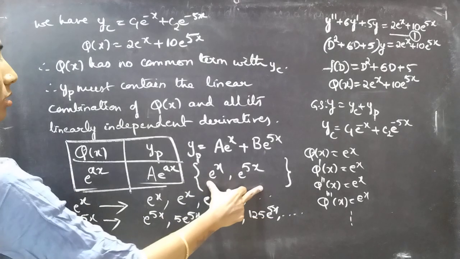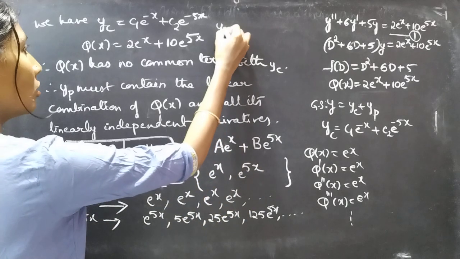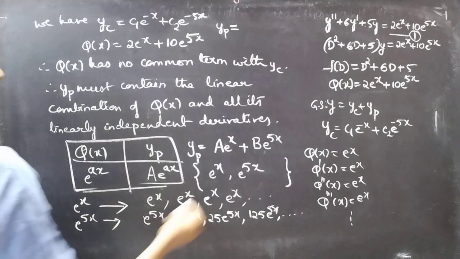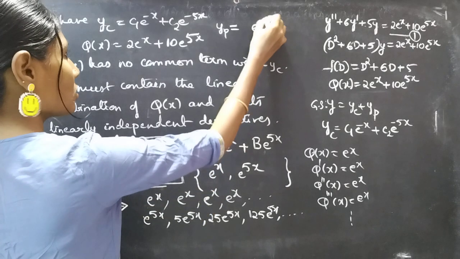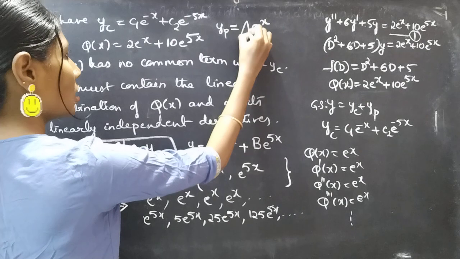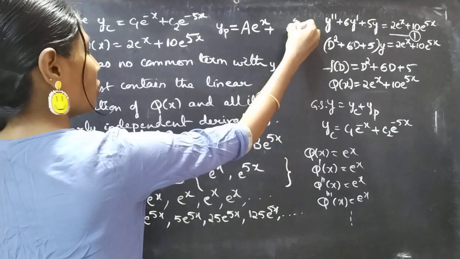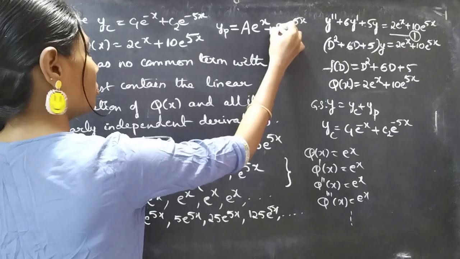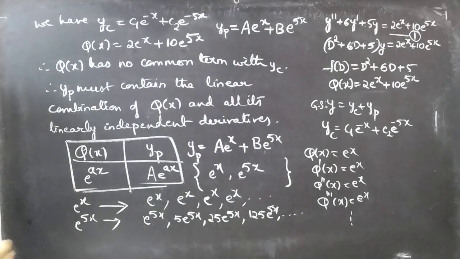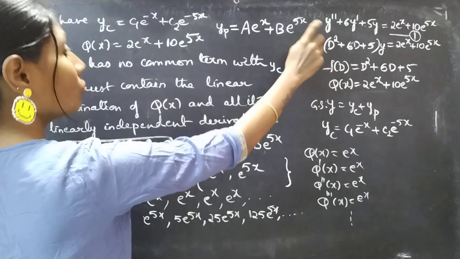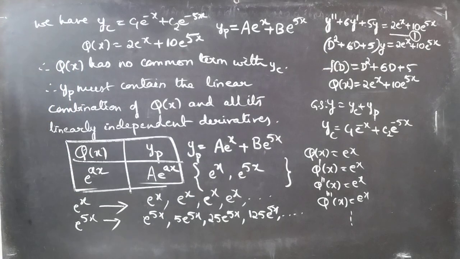Now, with the help of this set, we'll write the formula for yp. First pick e power x with some coefficient, say a, plus, now write the other term e power 5x with some coefficient, say b. This is the formula for yp. So we have chosen yp such that it satisfies the given equation. So we can write the given equation in terms of yp. Okay, fine. Now we got yp.